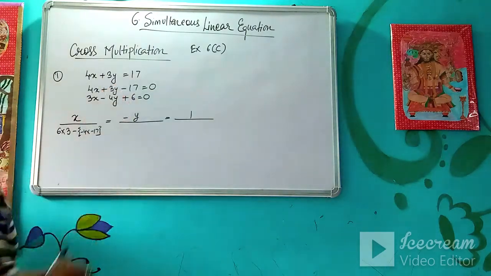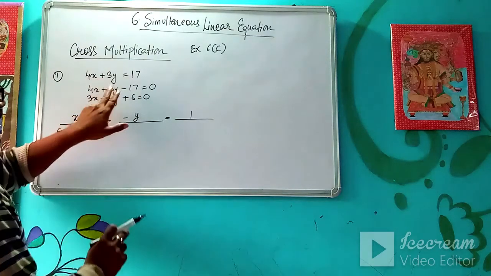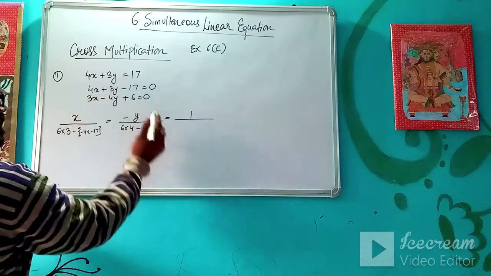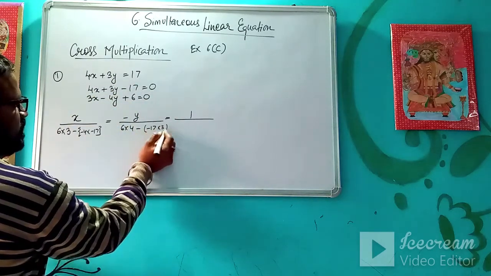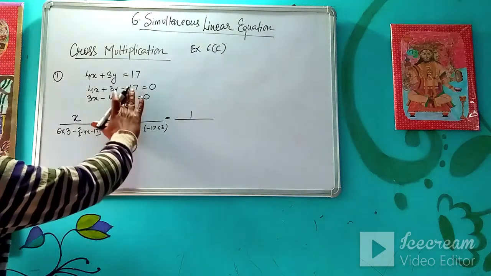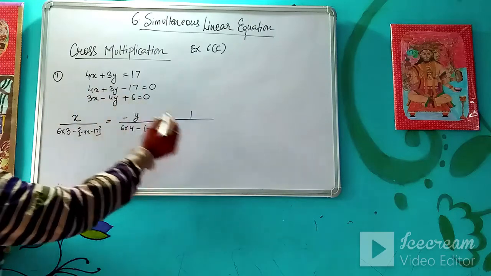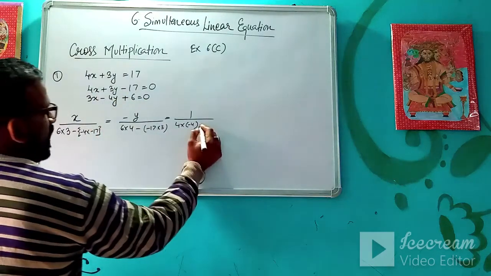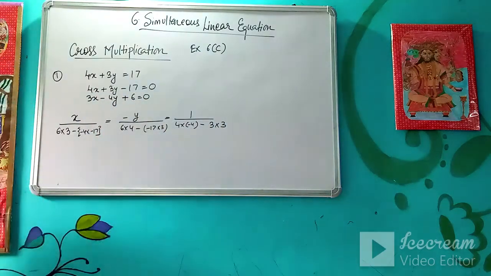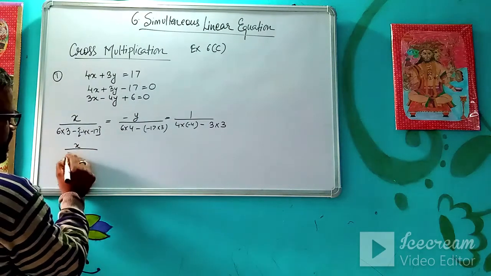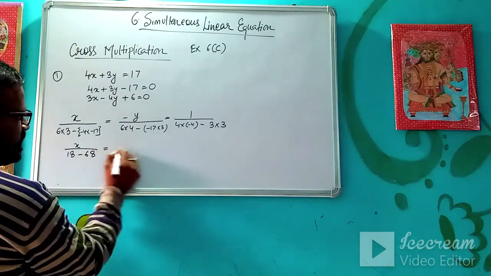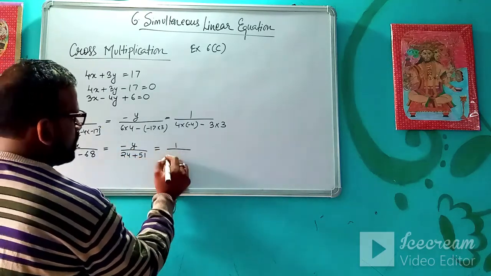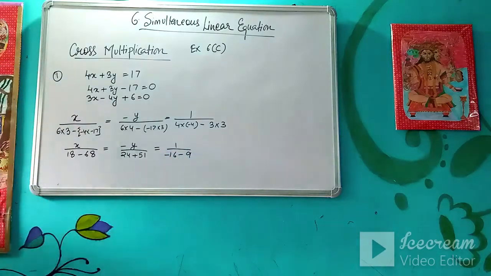For finding the value of minus y, we will hide this y. So what is left? 6 into 4, minus 17 into 3. Then for finding the value of the constant, we will hide this and do the left to right multiplication: minus 4 into minus 4 minus 3 into 3. Then it will be 18 minus 68 equals to minus y upon 24 plus 51 equals to 1 upon minus 16 minus 9.